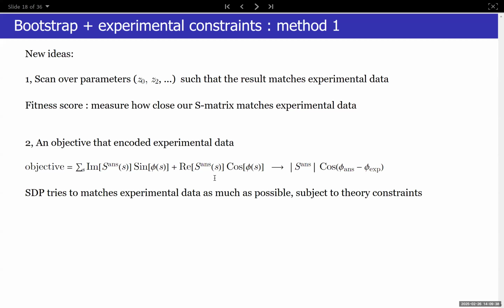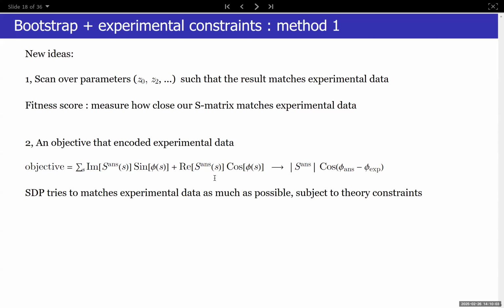Assuming we have multiple solutions, all of which satisfy the constraints, how can we select the one that matches the experiment as much as possible? There are two ideas. One idea is that we can scan over some parameters. Those parameters could be the order 0, or the location of the meson.